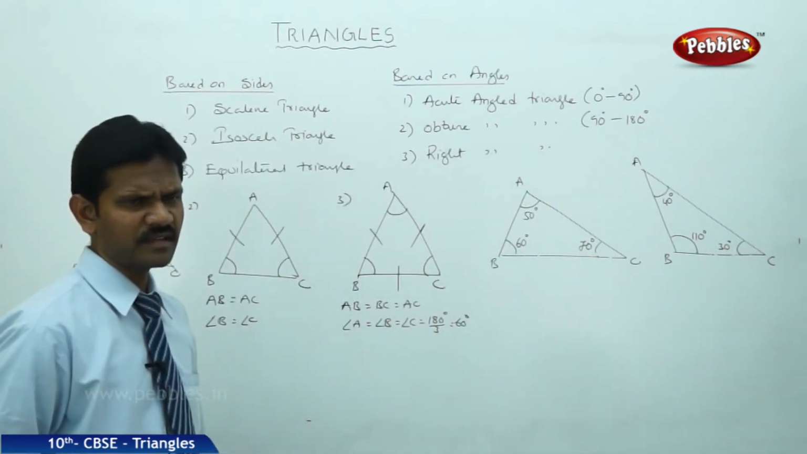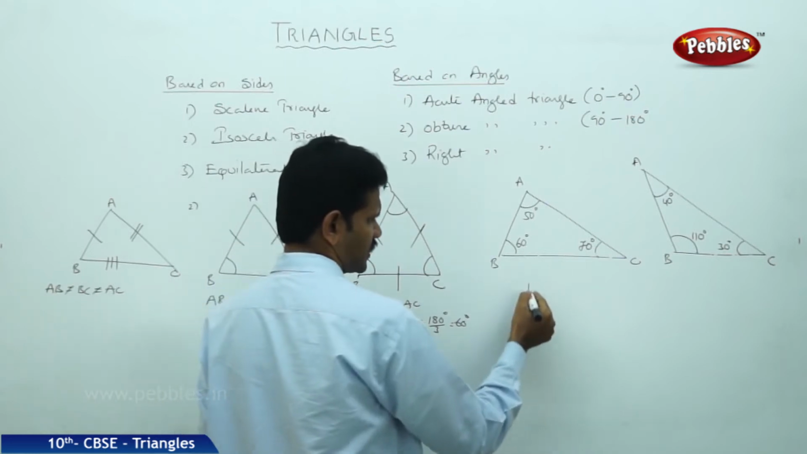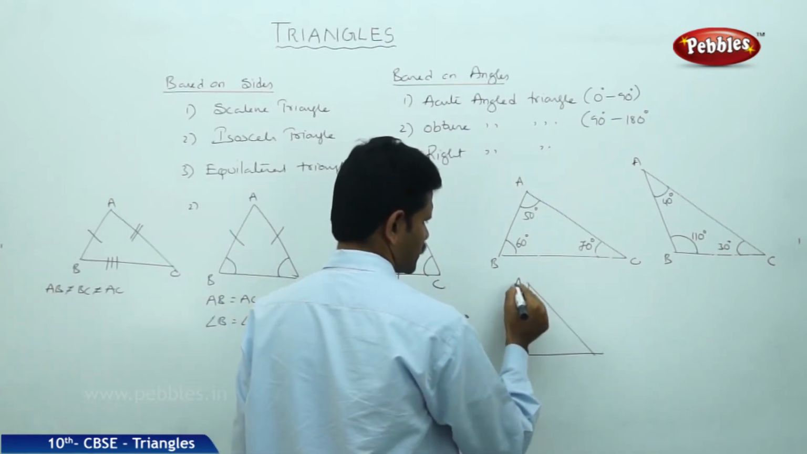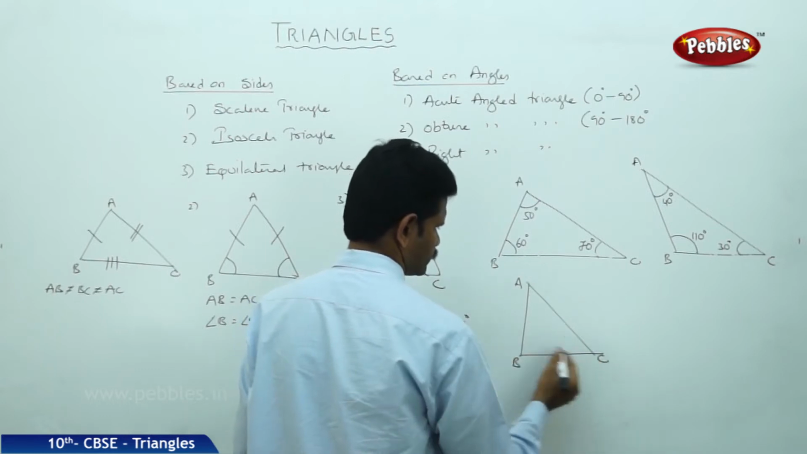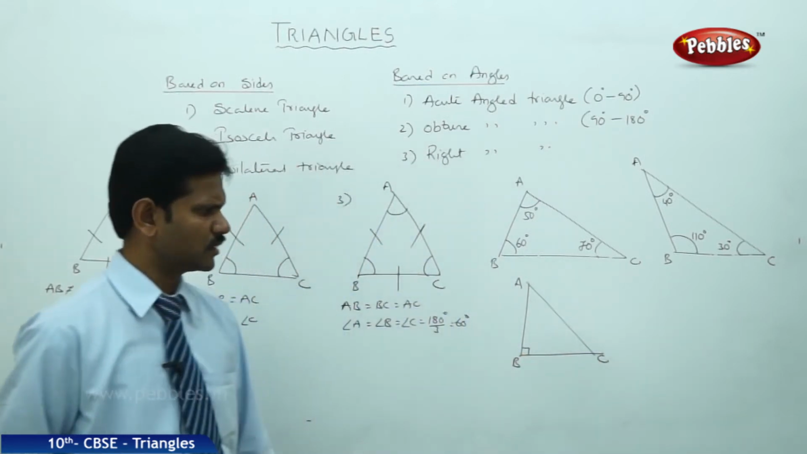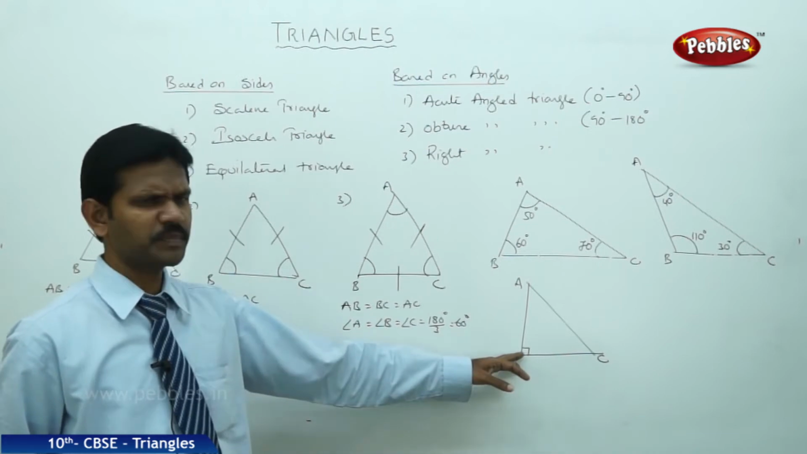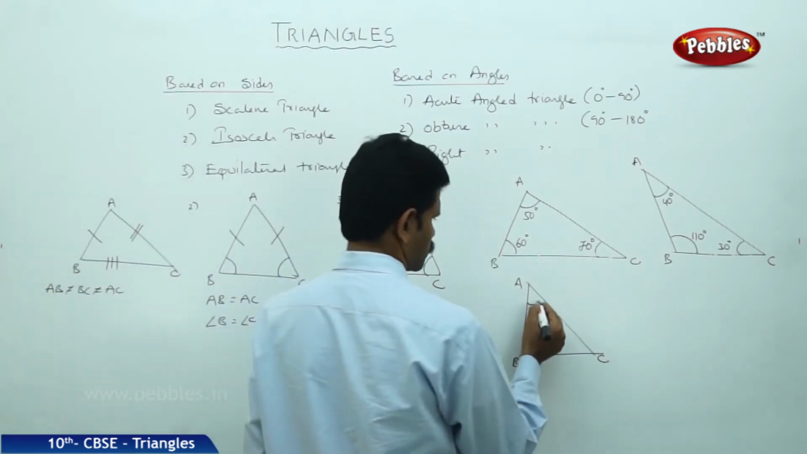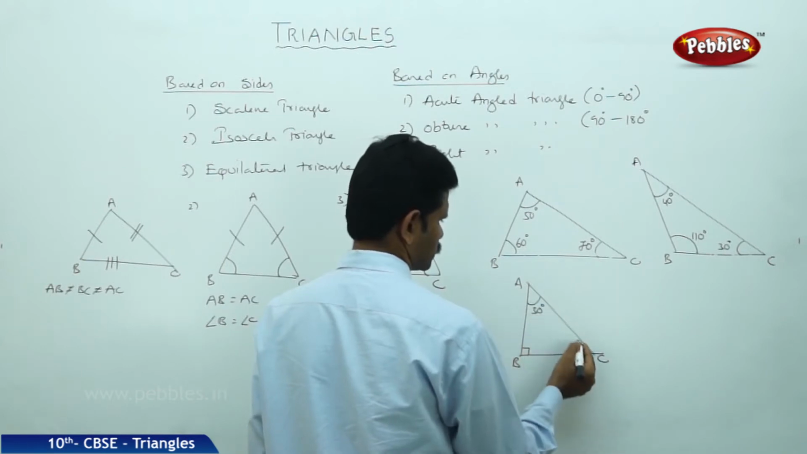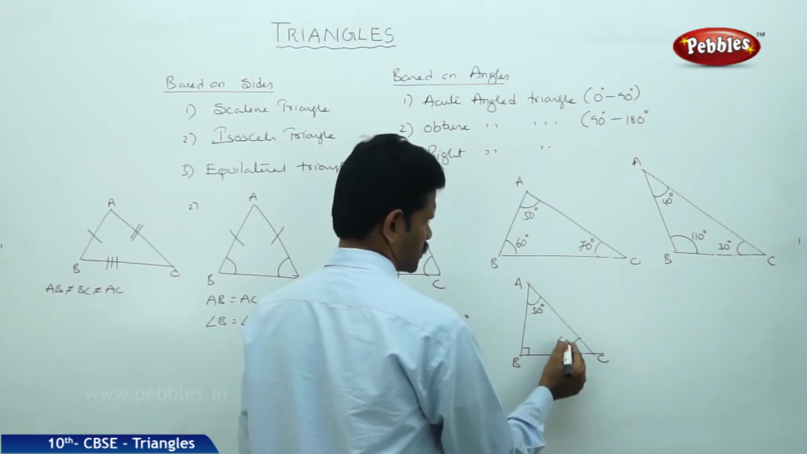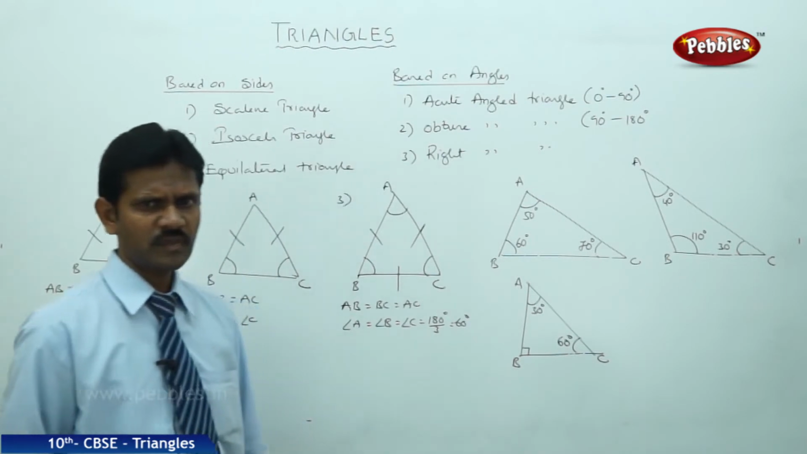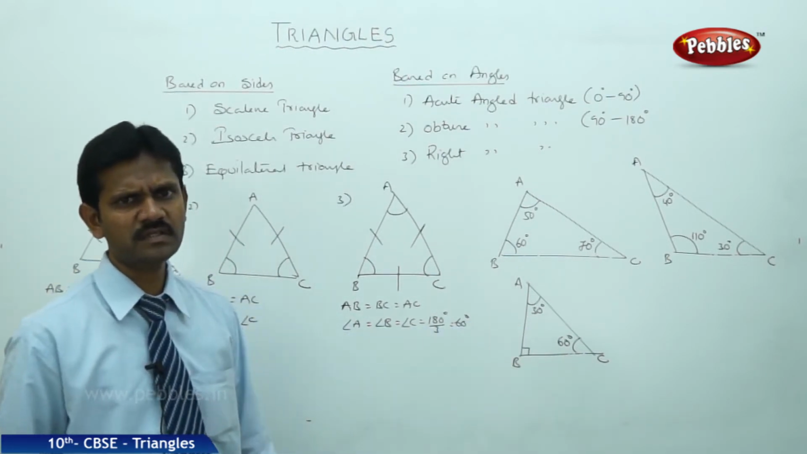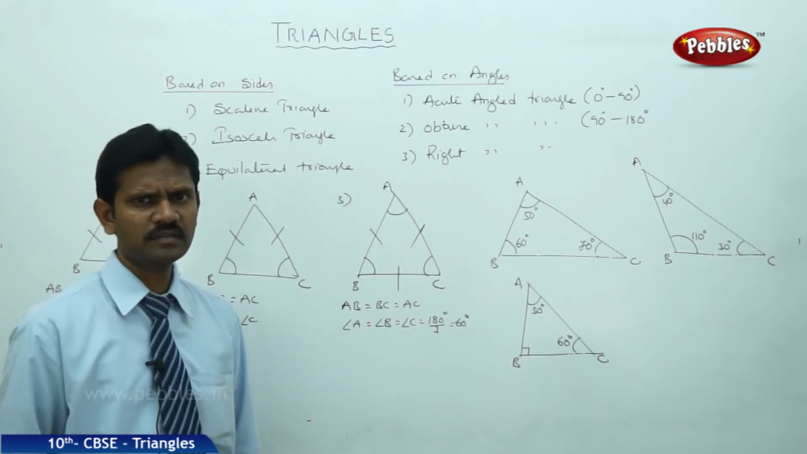Now, right angle triangle. A triangle in which one of the angles is a right angle. That means in a right angle triangle, except the right angle, the other two angles are acute. Suppose this is 30 degrees. Now, this is 60 degrees. That is, in a right angle triangle, except the right angle, the other two angles are acute angles.